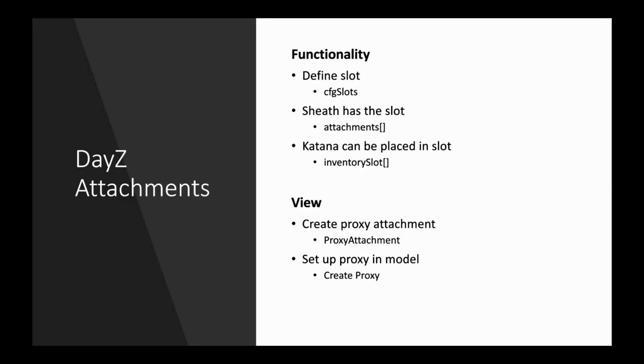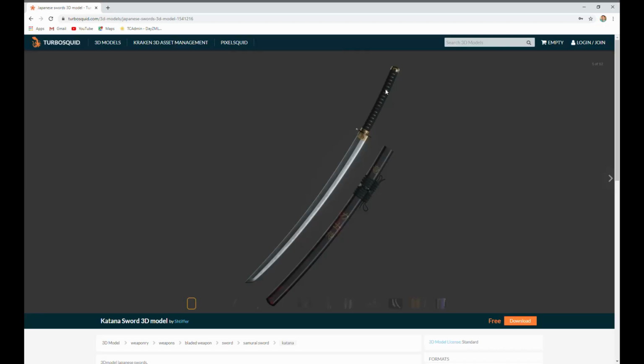Modding DayZ attachments, we have to mod the functionality, and then we have to mod the view. The first thing we have to do is define our custom slot. We then take that custom slot and say the sheath can accept this custom slot. And for the katana, we then say that the katana can be attached to anything with this custom slot. That alone will allow us the functionality in game to attach things to each other. In short, what we're going to say is this katana is a katana. This sheath can accept katanas as attachments.